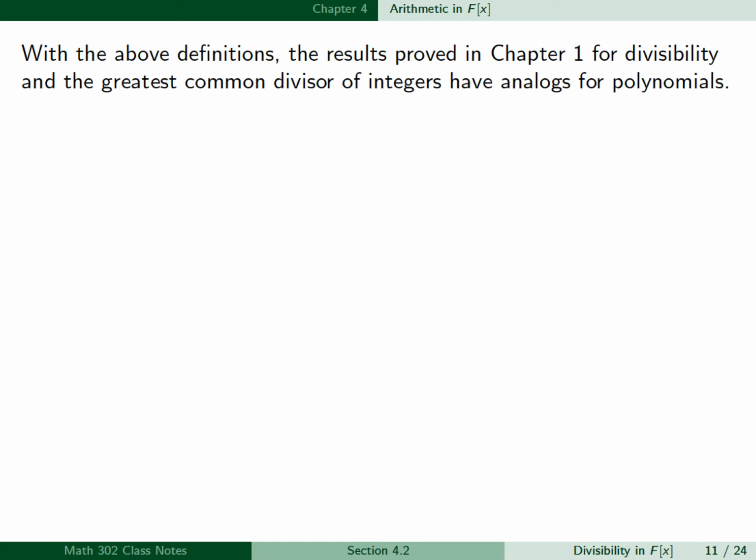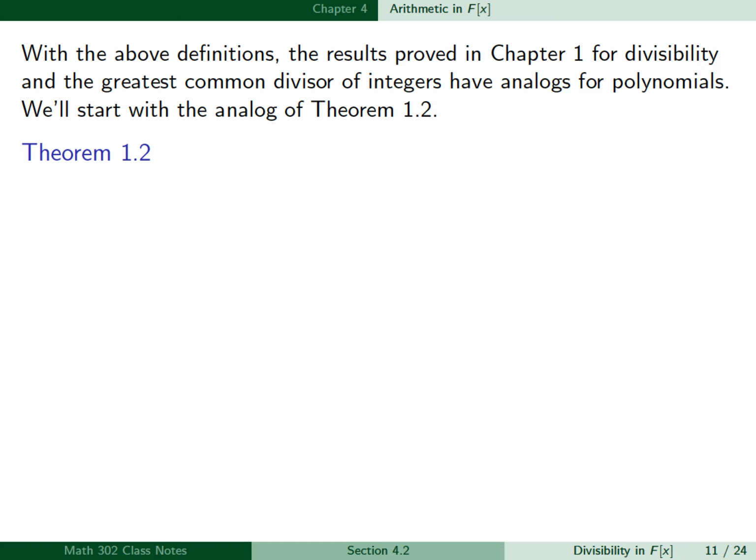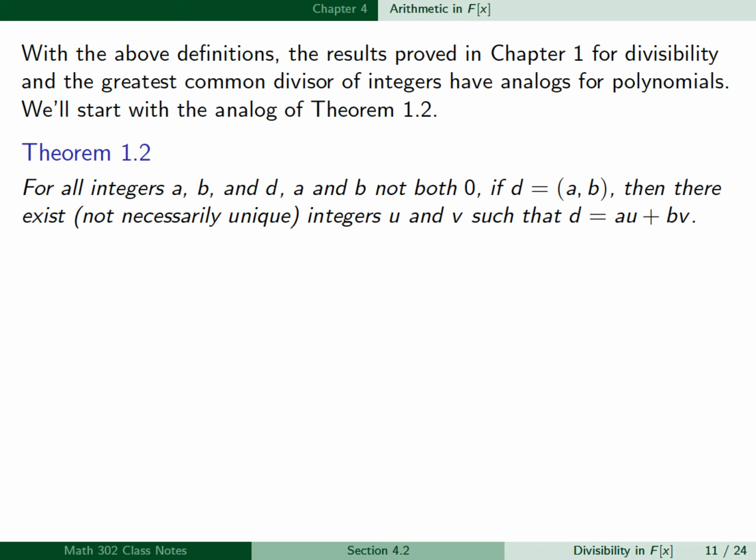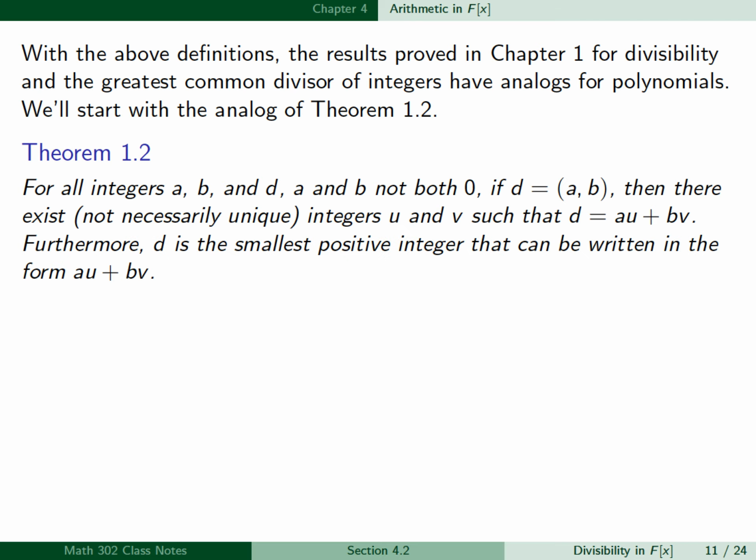Now with the above definitions, the results proved in Chapter 1 for divisibility and the greatest common divisor of integers have analogues for polynomials. We'll start with the analog of Theorem 1.2. Theorem 1.2 stated: for all integers a, b, and d, a and b not both 0, if d is equal to the greatest common divisor of a and b, then there exist, not necessarily unique, integers u and v such that d is equal to au plus bv.